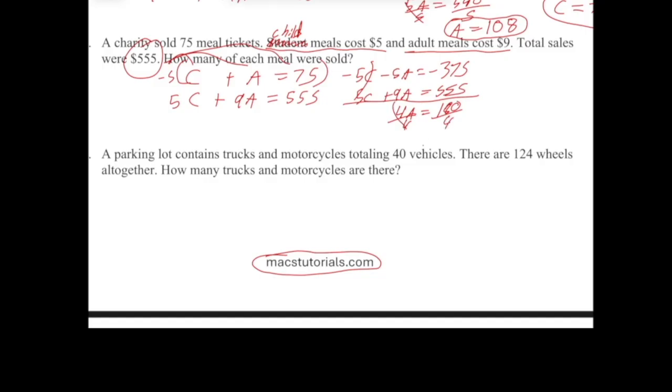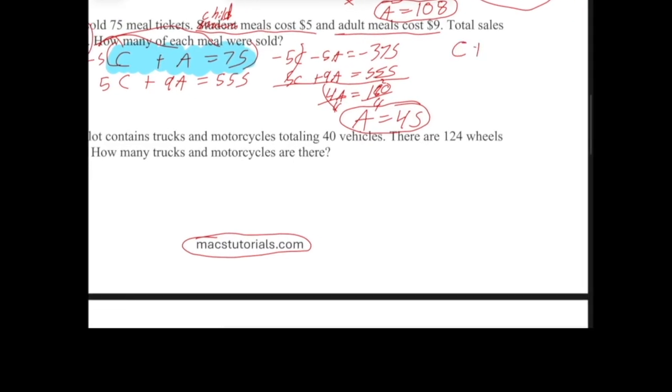And my A, my adults, is going to equal, well, how many times will 4 go into 18? 4 times, with 2 left over. 4 goes into 25 five times, so there's 45 adult tickets. Now I'm going to go back to this equation and plug in my A. So my child plus my adult, which is 45, is going to equal 75. Once I subtract 45 from each side, I get C equals 30. So the answer is 45 adult tickets and 30 child tickets.